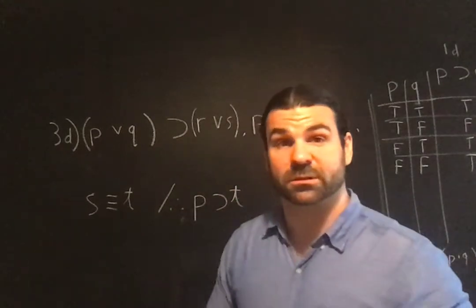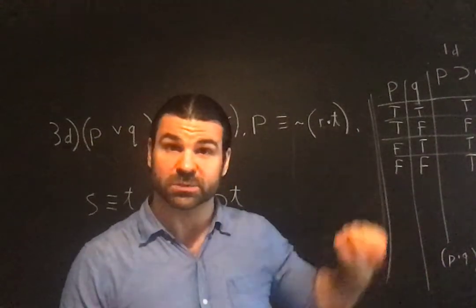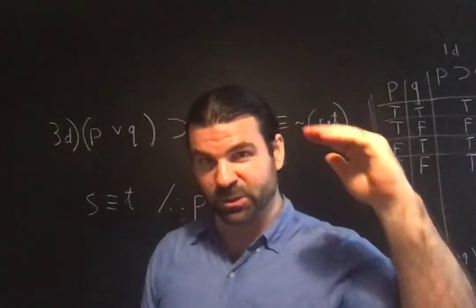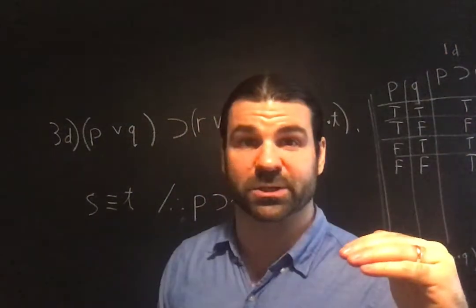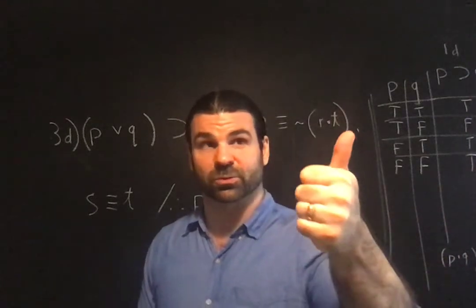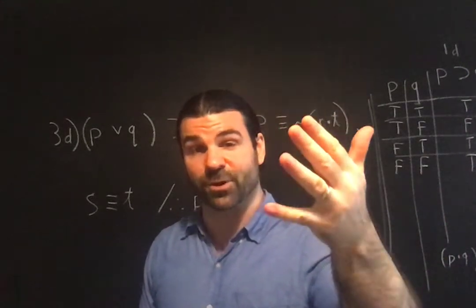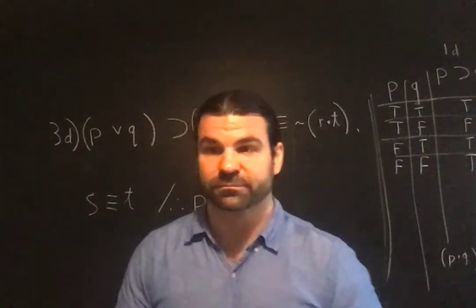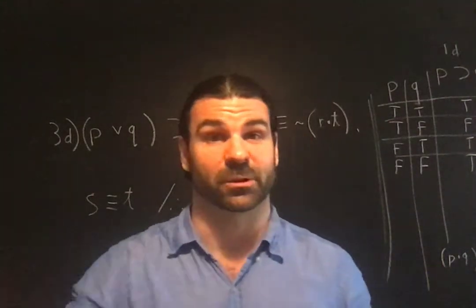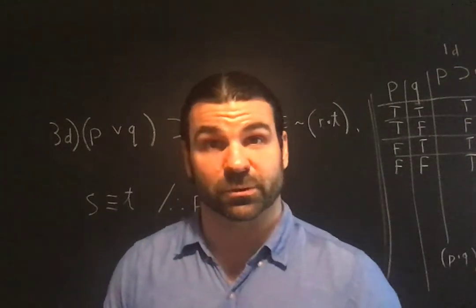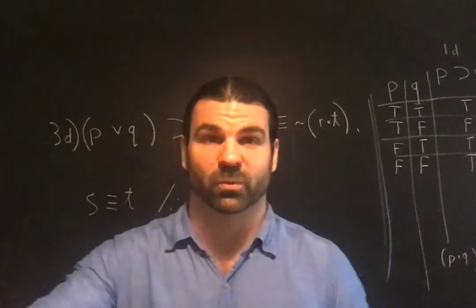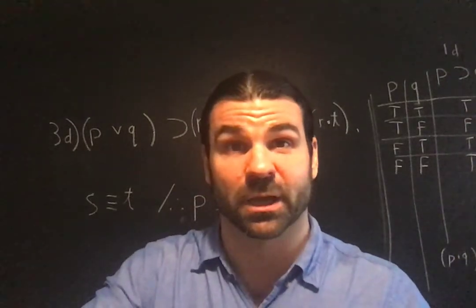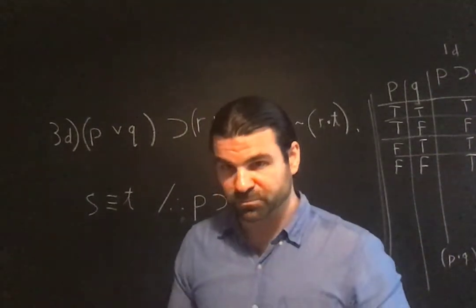How many rows is my truth table going to have? Right, 5 variables, so to exhaustively list all the possible combinations of truth values, I'm going to need 2, 4, 8, 16, 32 rows. It's going to be a very elaborate truth table. The short truth table method is useful in these situations, especially when actually constructing a full truth table would be quite cumbersome and laborious.